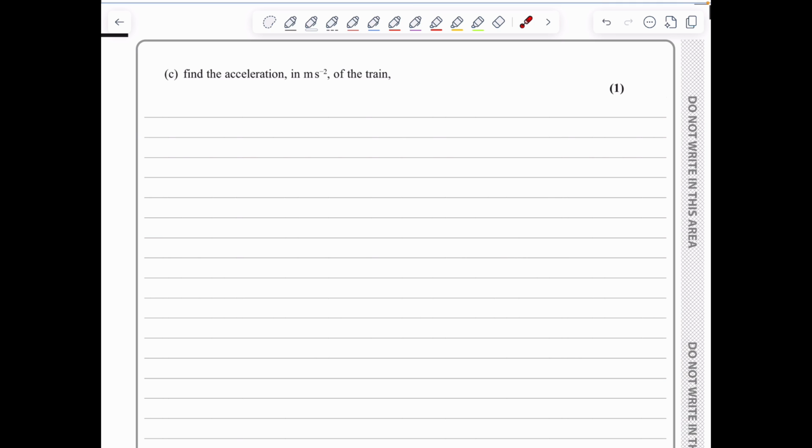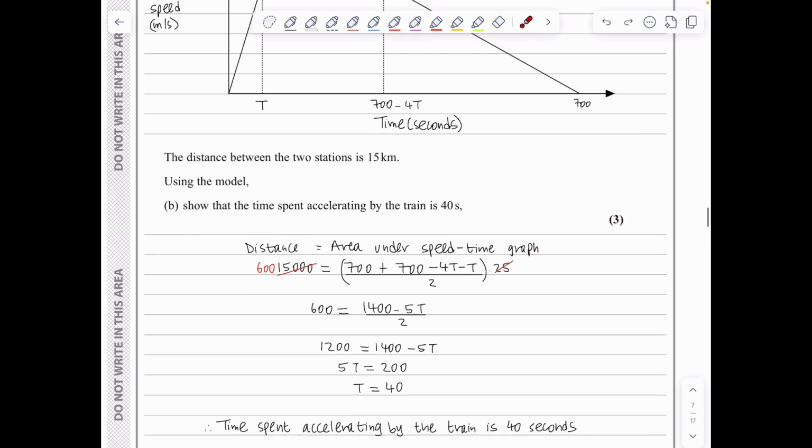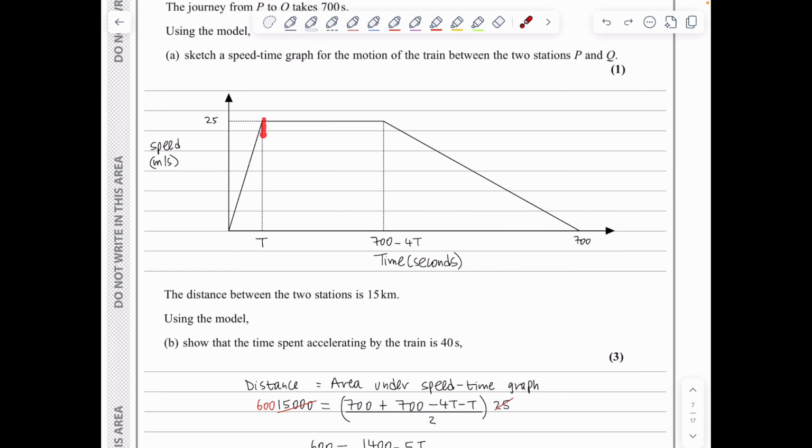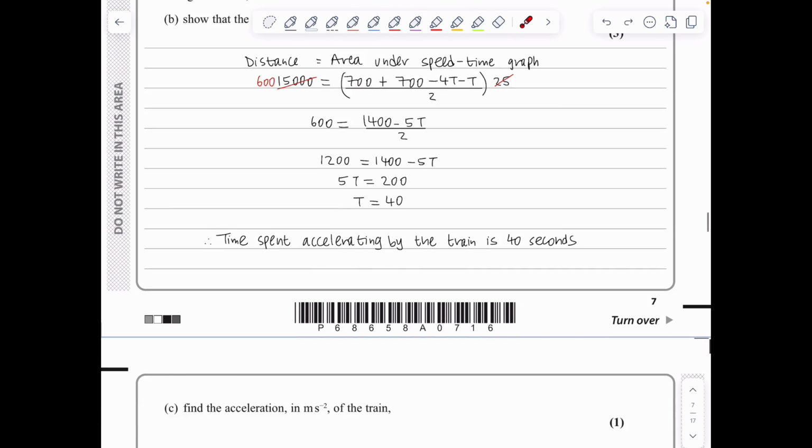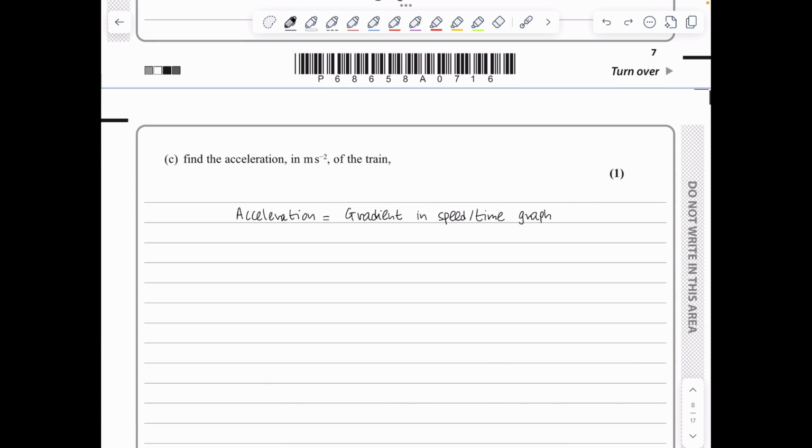In part C, we need to find the acceleration in meters per square second of the train, and we know that the acceleration is given by the gradient in a speed time graph. So looking at the graph here, it's going to be the rise of 25 over the run of 40. So we're looking at the acceleration being equal to 25 over 40, which simplifies to 0.625 meters per square second.